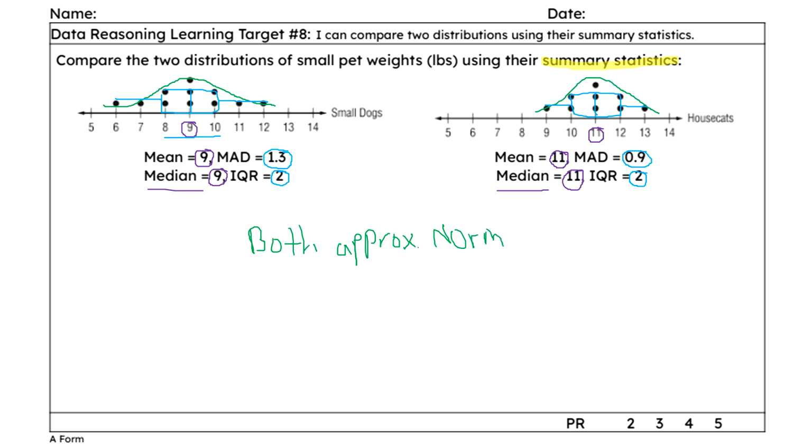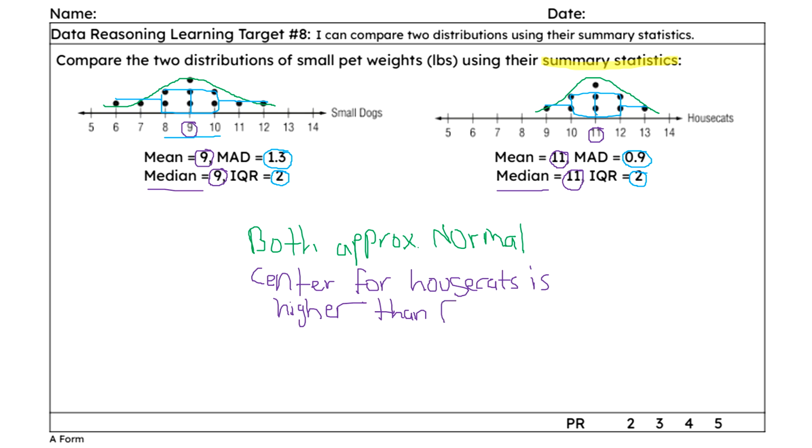And let's talk about the center first. So we're going to say the center for house cats is higher than the center for small dogs.